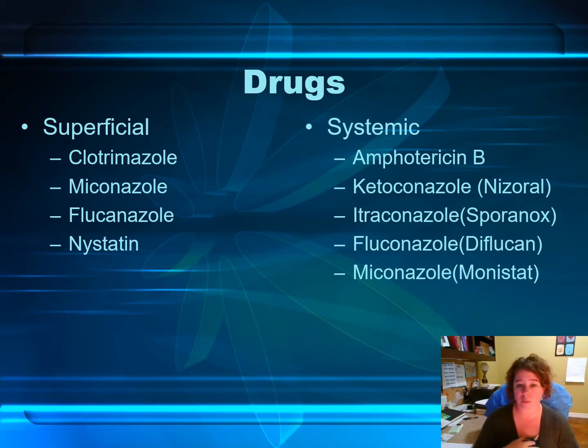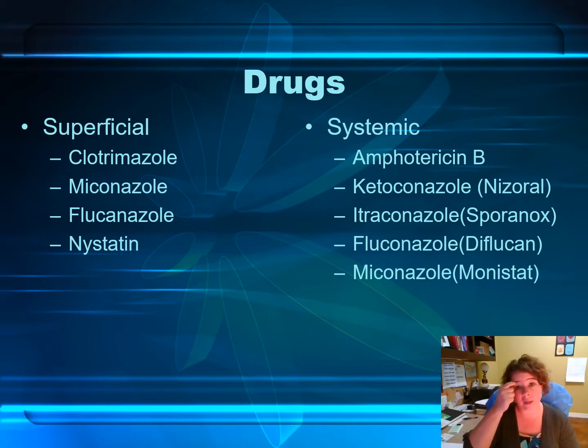Here are our drug categories that we'll most likely be talking about as we go through. A lot of the superficial ones are over the counter. We can get clotrimazole, miconazole, and even nystatin. Wait, I said nystatin. I don't know if you can get nystatin over the counter. I know you can get clotrimazole and miconazole, but nystatin is one that we see frequently in the hospital. A lot of these are superficial medications that you put right on the area that's been affected.